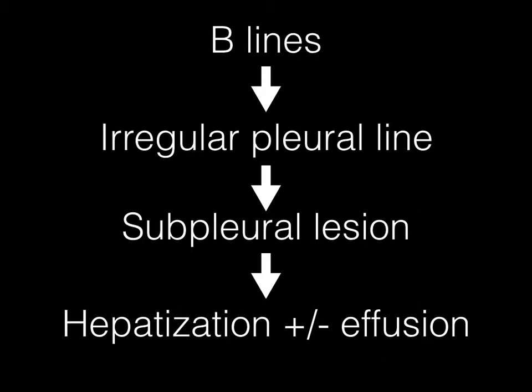You start with B lines as you're starting to get a little bit of pus and junk in those intraalveolar spaces, and it tends to accumulate more so at the periphery, or right at that visceral pleura. That in turn leads to inflammation and infection, which leads to an irregular pleural line. If this process continues, you get into these subpleural lesions, which are a little bigger. Some people also call them subpleural consolidations. And finally, you can get full hepatization of the lung, or when the lung looks like the liver. And then you may also get effusions as well. So B lines, irregular pleural line, subpleural lesions, and finally hepatization plus minus effusions.